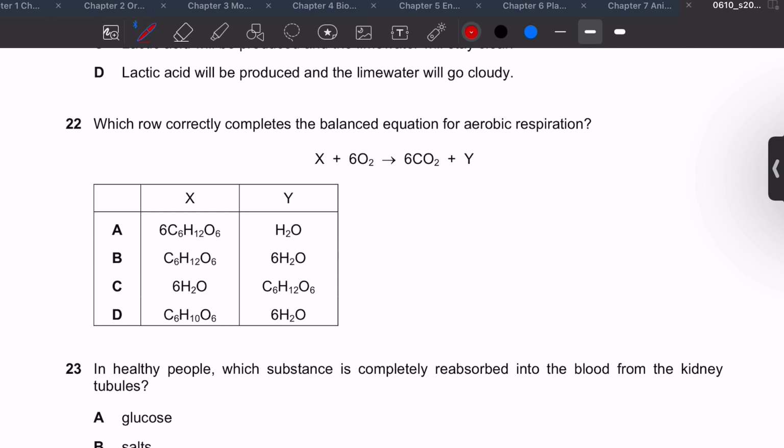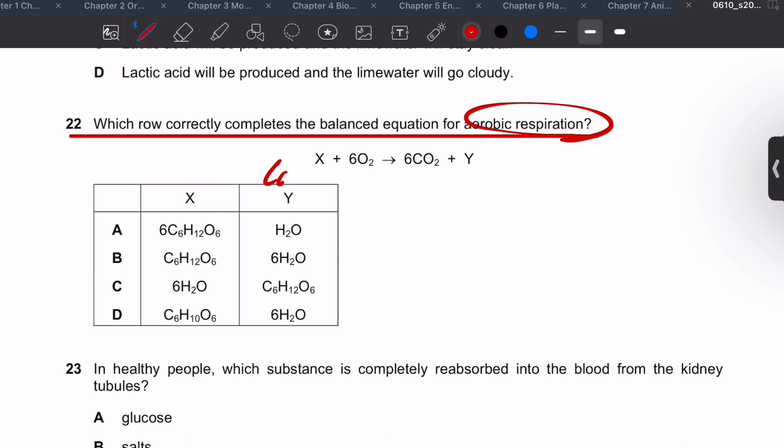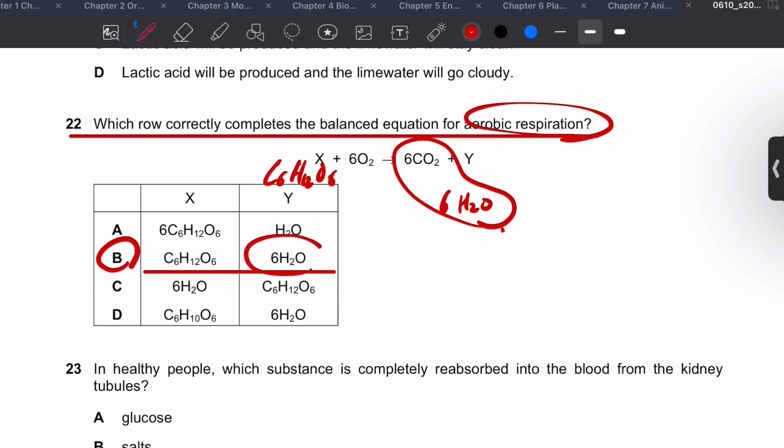Number 22. Which row correctly completes the balanced equation for aerobic respiration? This is easy peasy. So aerobic respiration requires glucose, which is C6H12O6. So the answer is B straight away. And of course, products are CO2 and water, and you need 6 moles of water. Okay, so the answer is B. This is an easy question, very easy.